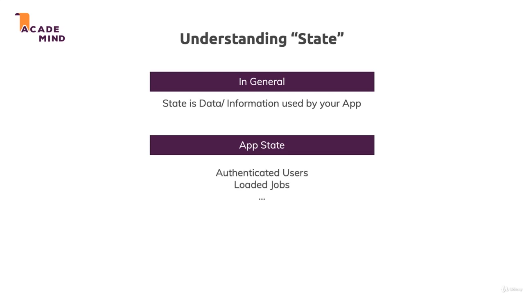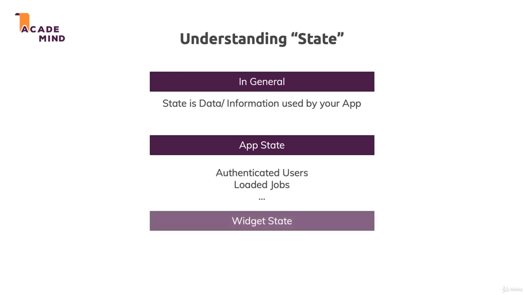Or if we're building an app that users can use to find new jobs, we could have the overall jobs we loaded from a server. Widget state could be things like the current user input, or are we currently loading data and do we want to show a spinner, or as in our application, the widget state of the app widget we have could be which question is currently selected. And that state can and typically will change in an application.